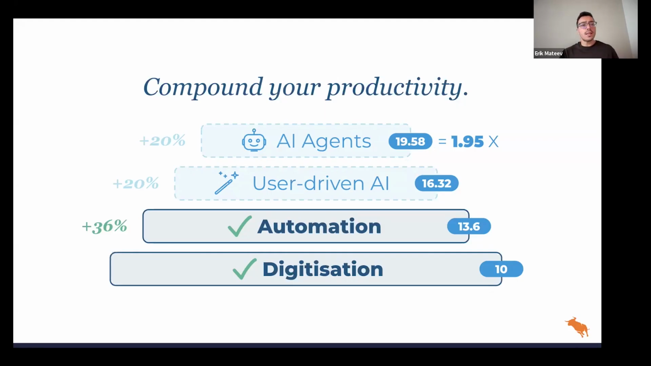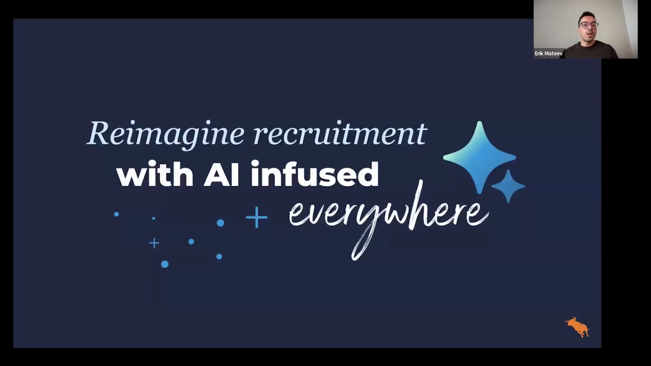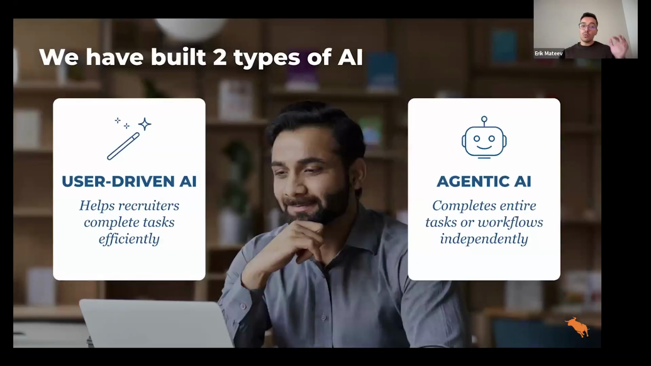So let's have a look at what our strategy is at Bullhorn and how we're approaching AI. We want to reimagine the way that recruitment is being done by pretty much infusing AI everywhere you and your team might need it to be successful. For that, we have built two types.